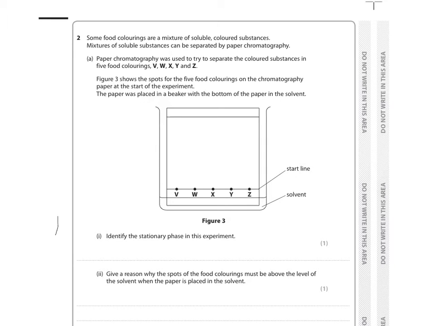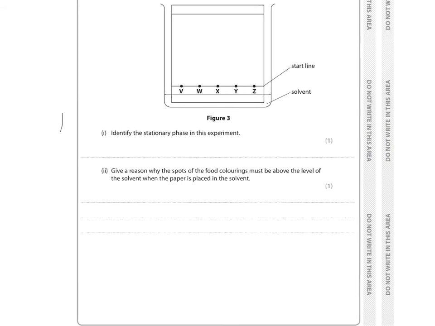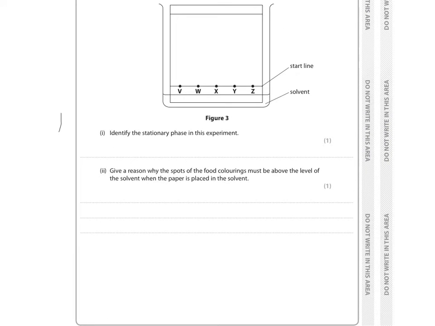Part 1, it says identify the stationary phase in this experiment. Well, in paper chromatography, the stationary phase is the thing that stays still, which is the paper, and the mobile phase is the thing that moves, which is the solvent. So the stationary phase is the paper.